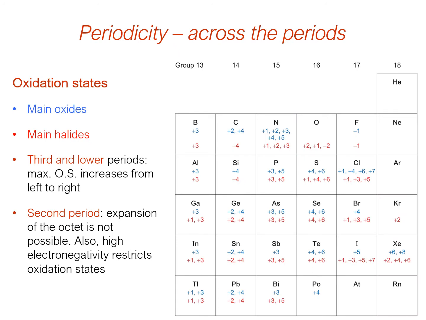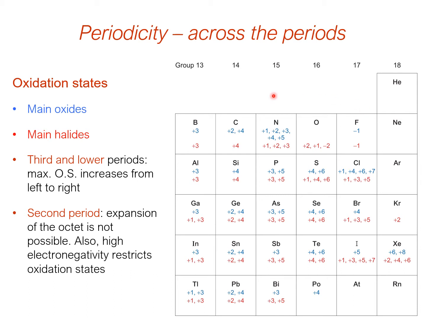So here I've got some examples of the most common oxidation states for each of the elements. In blue is the oxidation state of the oxides, and in red is the oxidation state of the halides. And there are already some trends. For the third period and lower, so from aluminium, silicon, and that down, you'll see that the maximum oxidation state increases from left to right. So here it's 3, 4, 5, and then we can even get to 7 in the halogens, 8 if you go to xenon, but that's not so common.